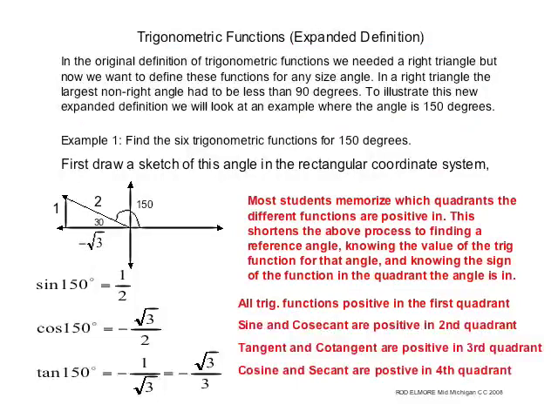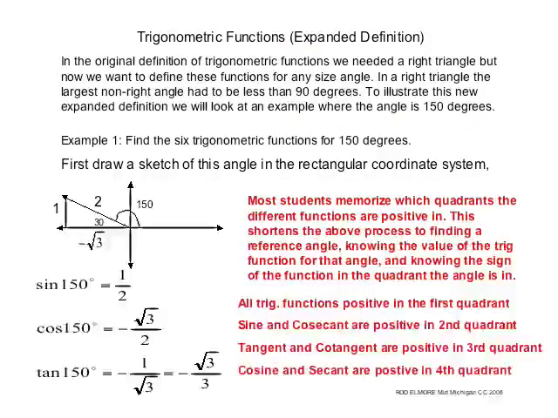Most students memorize which quadrants the different functions are positive in. This shortens the above process to finding reference angles, knowing the value of the trig function for that angle, and knowing the sign of the function in the quadrant the angle is in. All functions are positive in the first quadrant. Sine and cosecant are positive in the second quadrant. Tangent and cotangent are positive in the third quadrant. And the cosine and secant are positive in the fourth quadrant. So if you just memorize those, then it comes down to finding those 3 things.